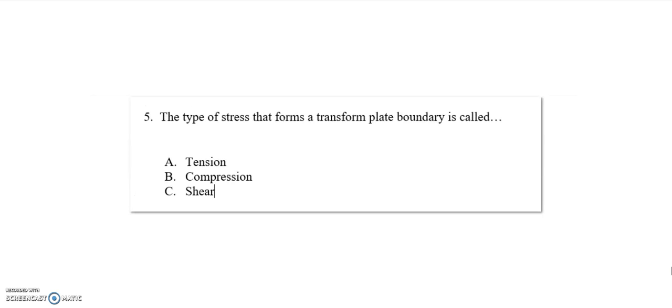Number 5. The type of stress that forms a transform plate boundary is called tension, compression, or shear.